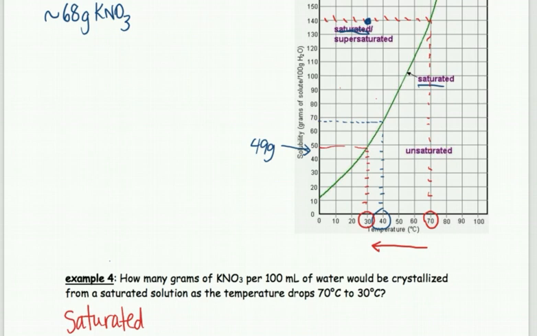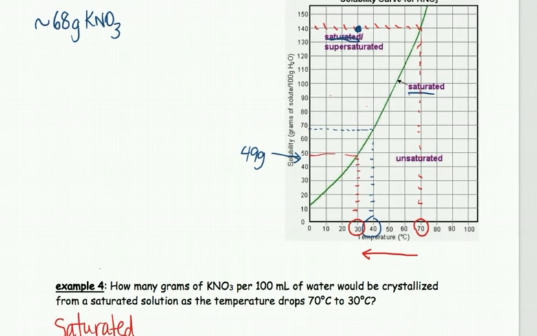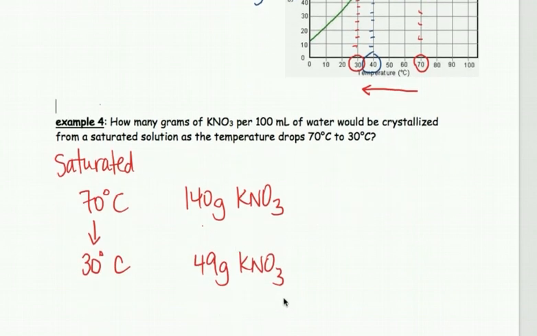So if, again, it was at 70, but the temperature drops, now it's only capable of holding 49 grams. So how much is going to come out of solution? What you're going to do is subtract these values here, and you're going to determine how much will crystallize in the beaker or whatever container you have.